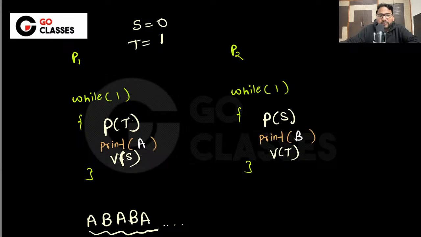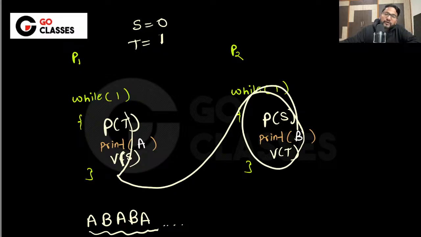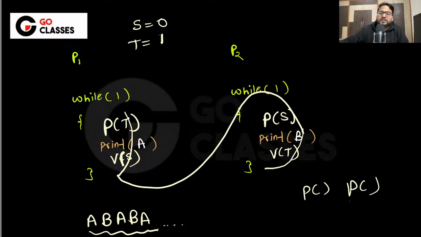So that's why you printed A and then you have to print B, right? Because this P is allowed because you just did V, so you have to print B, and then you can't print B twice, right? Why? Because if you want to print B twice, then see, this S value, you already executed P, right? So you can't execute two P's in a row.